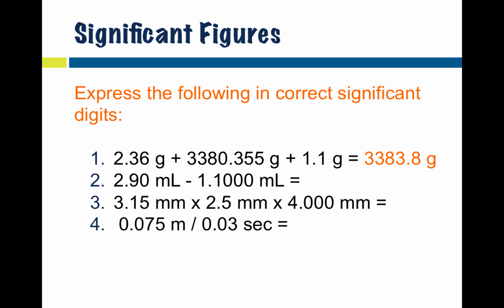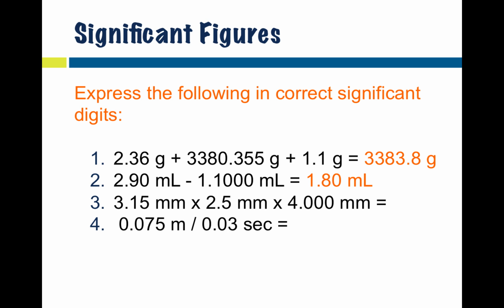Number 2 is a subtraction problem. In this problem, I also am looking for number of decimal places. I've got 2 decimal places here. I've got 4 decimal places here. When I plug this into my calculator, I get 1.8000. All right, my answer should be limited to 2 decimal places because of the lowest significance here. So the answer is going to be 1.80 milliliters.